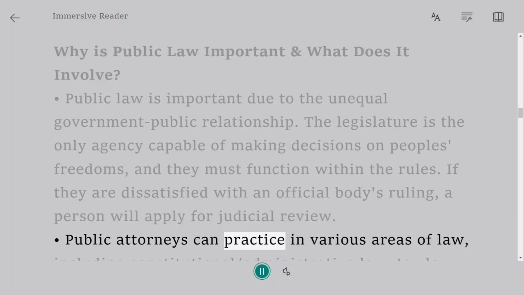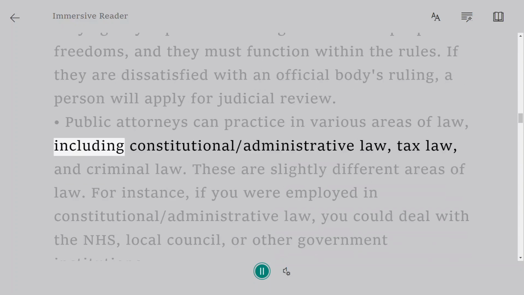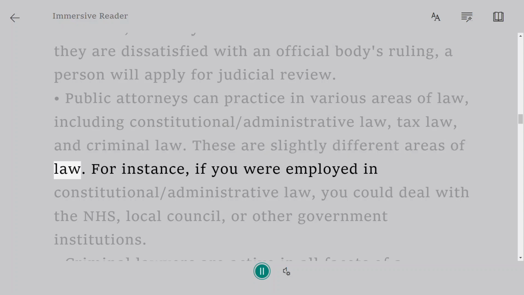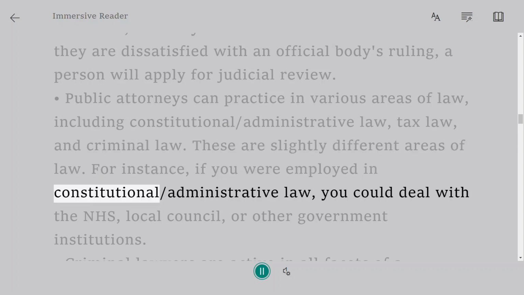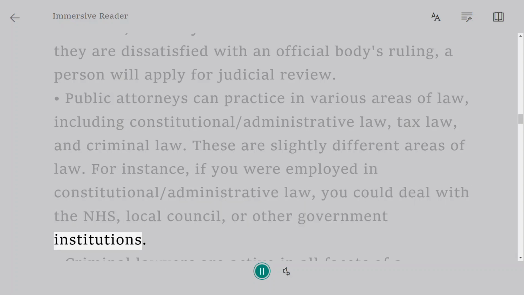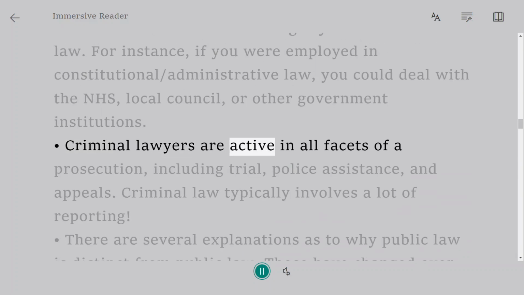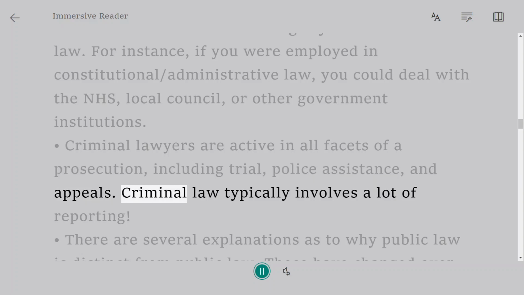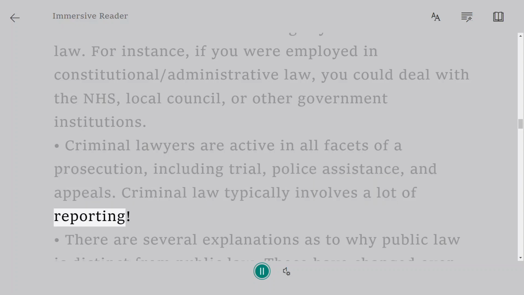Public lawyers can practice in various areas of law, including constitutional/administrative law, tax law, and criminal law. These are slightly different areas of law. For instance, if you were employed in constitutional/administrative law, you could deal with the NHS, local council, or other government institutions. Criminal lawyers are active in all facets of a prosecution, including trial, police assistance, and appeals. Criminal law typically involves a lot of reporting.